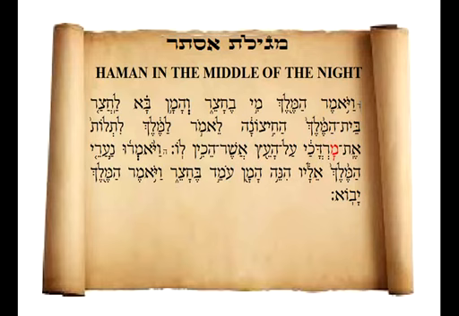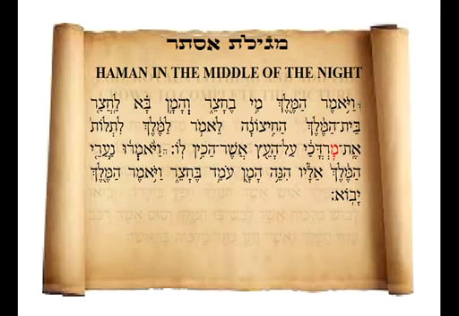And the king asked, who is in the courtyard? And Haman had come to the courtyard, the outer courtyard of the king, to tell him to hang Mordecai on the gallows which he had already built for him. And the boys, the servants of the king, tell the king that, behold, it is Haman who is standing in the outer courtyard. And the king says, enter.